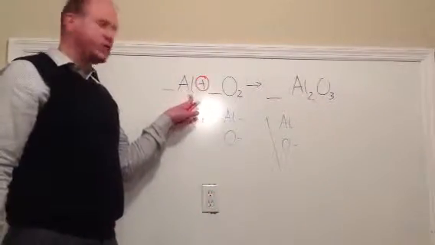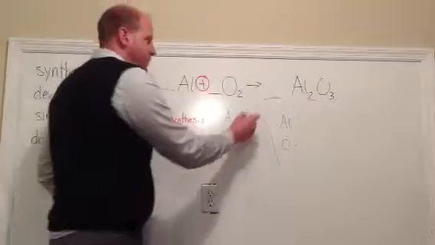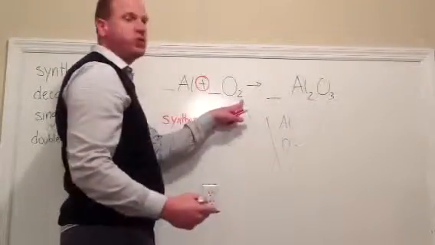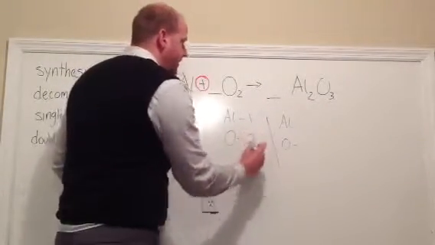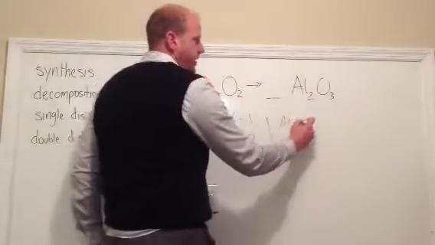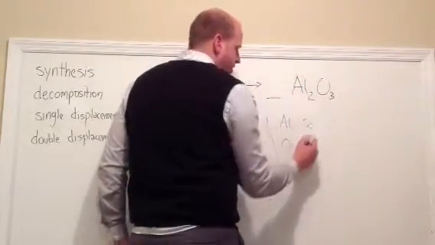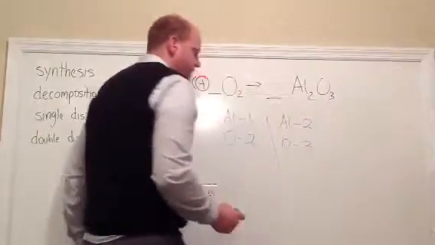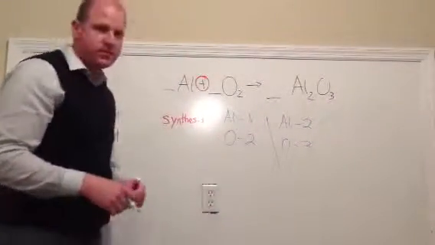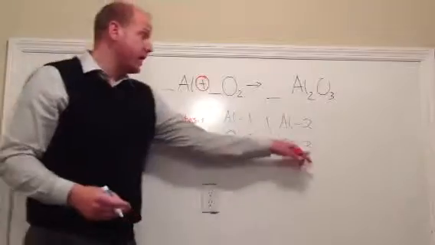I have one aluminum right here. There's no subscript, so I just have one aluminum. And I have two oxygen on my reactant side. On my product side, I have two aluminum because of the two right there. And I have 3 oxygen because of the 3 right there. So clearly this is out of balance. Once again, I like to start with my odd numbers.